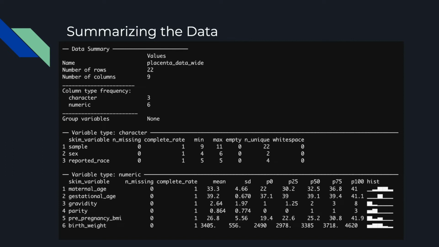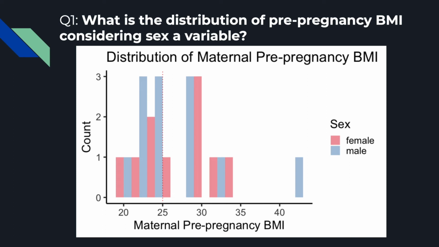Pre-pregnancy BMI is the one where we can see there is some variation if we look at the histogram plot. We have a mean of 26.8, so that's already higher than 25. So the average mother in our sample was overweight. And for birth weight, again, we have a good distribution, and the average birth weight was about 3,405 grams.